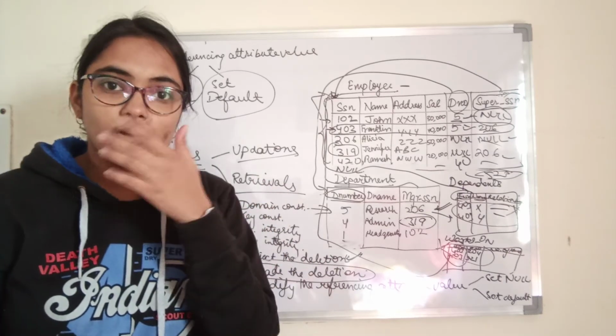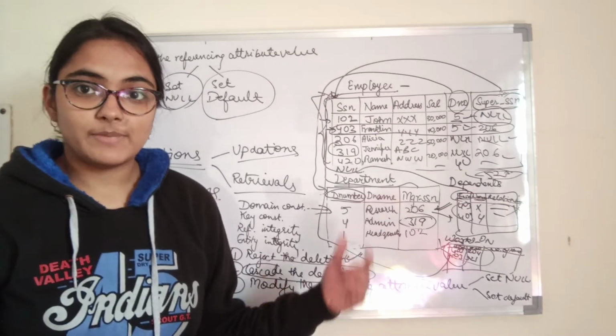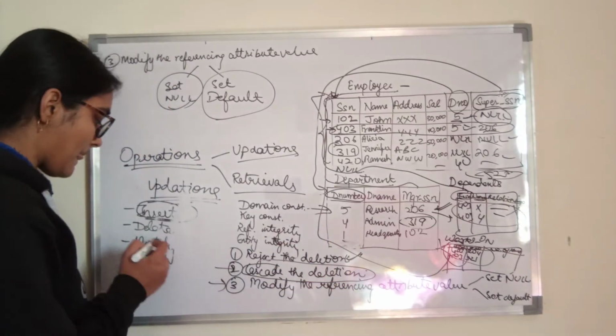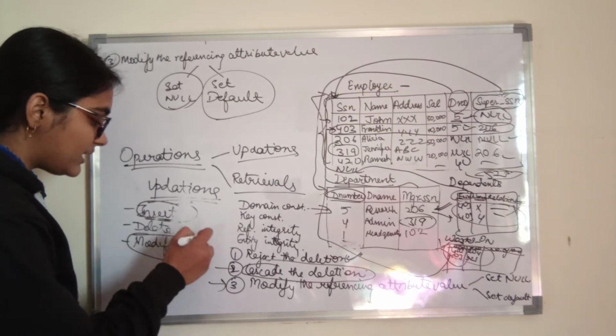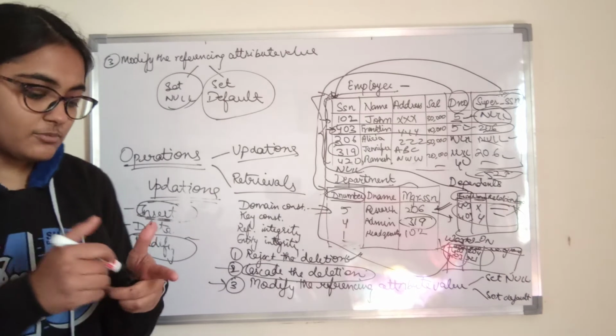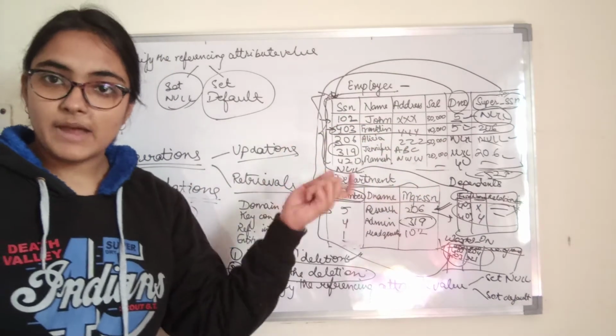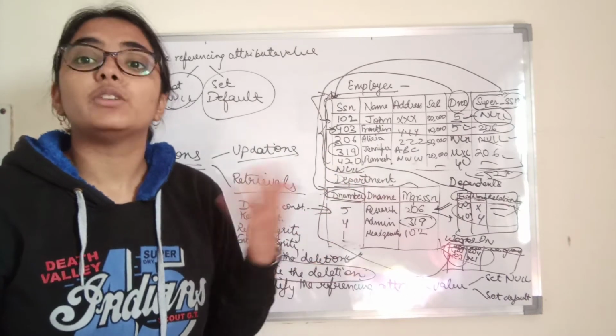Okay, now let us talk about violation caused by update operations. Sorry, modify or update, you can change the name or you can use them interchangeably. So what is modification? Modification means we need to modify the value of some attribute in some particular tuple or more than one tuples, right?